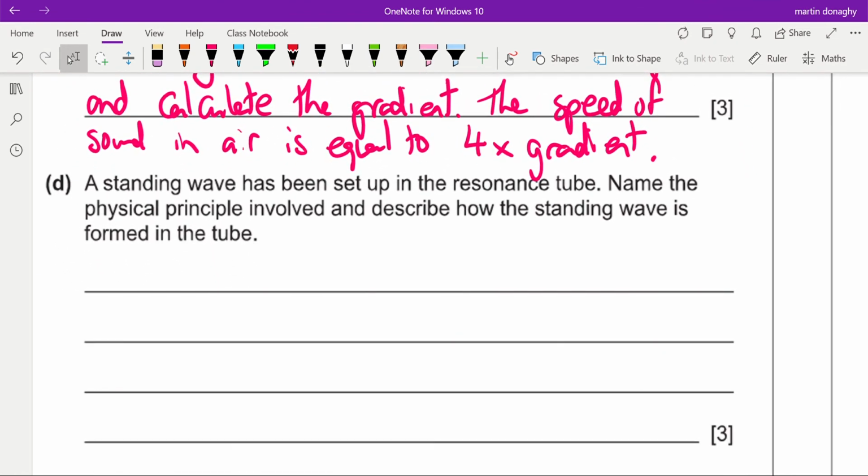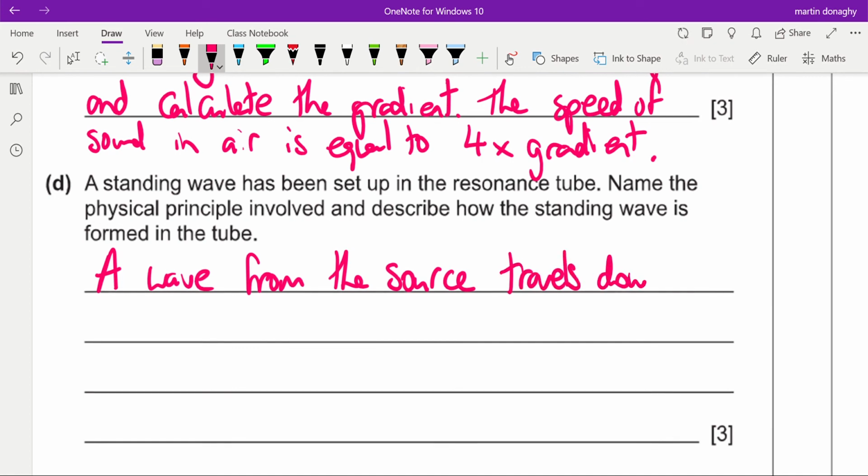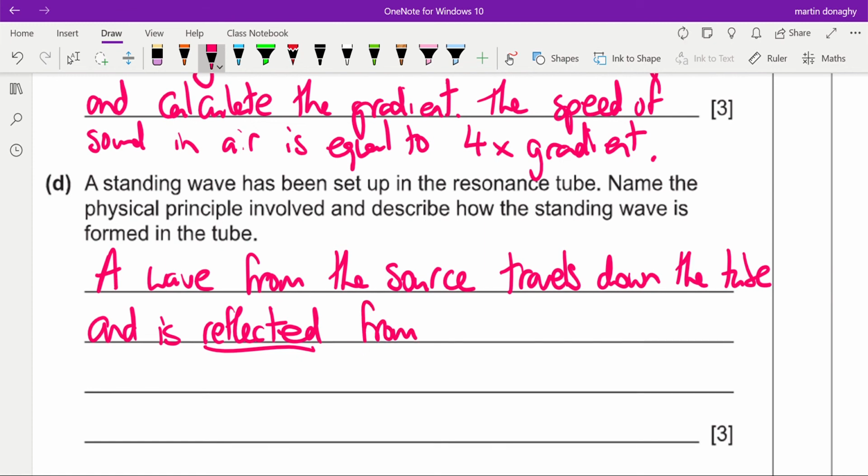A standing wave has been set up in the resonance tube. Name the physical principle involved. How does this happen? Describe how the standing wave is formed in the tube. 3 key points here. A wave from the source, in our case a tuning fork, travels down the tube and is reflected, and that's the key word there, from the bottom, or the surface of the water, up the tube.